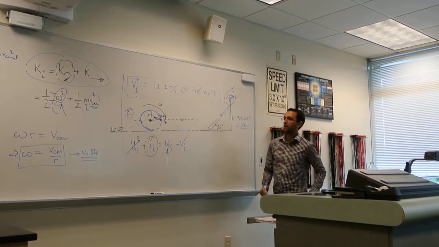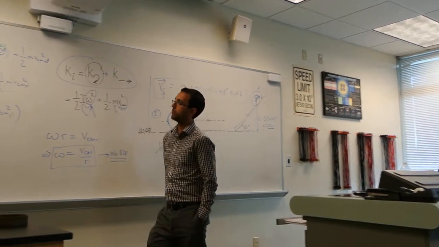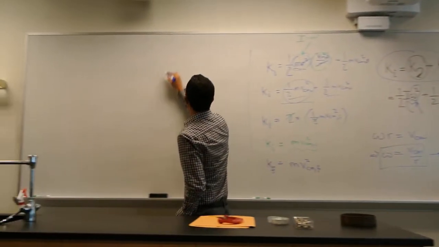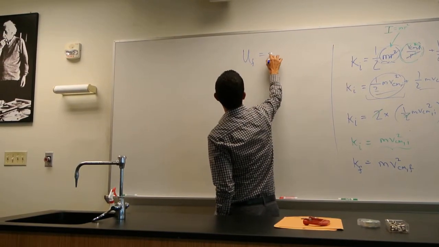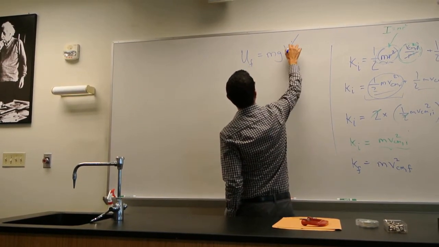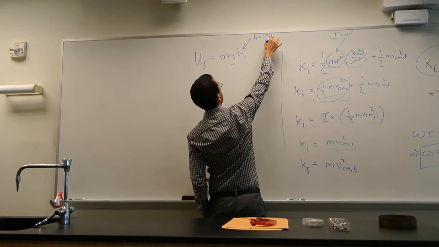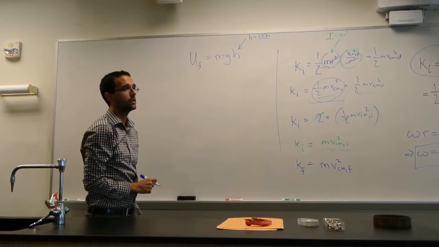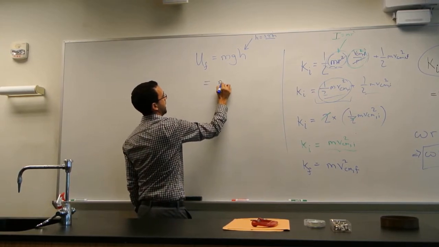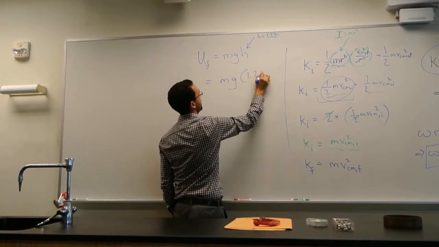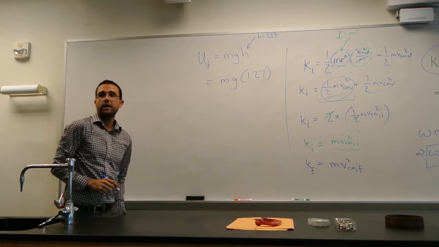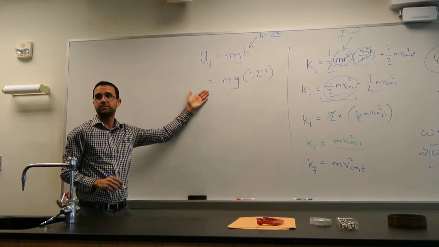Okay. So now the potential energy final, I'm going to go ahead and write it over here. Potential energy final would just be mgh, but in place of h, I now know that h is actually 1.27 meters after I've rolled up 3 meters up the hill. So that's going to be mg times 1.27. Okay, so everybody see how we got that?